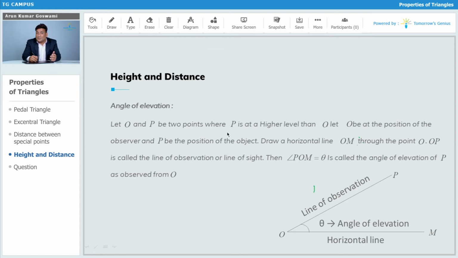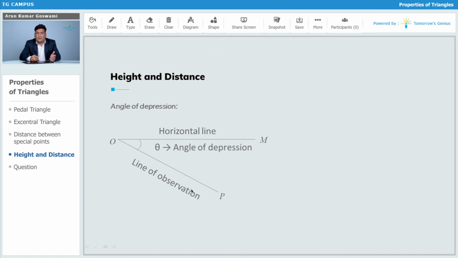These two concepts are very important here. The same thing I explained in this paragraph. Again, the line of observation is the line of sight between two objects. And this angle theta, when you are seeing up, is the angle of elevation, and when you are seeing down, it is the angle of depression, where your line of sight goes down.